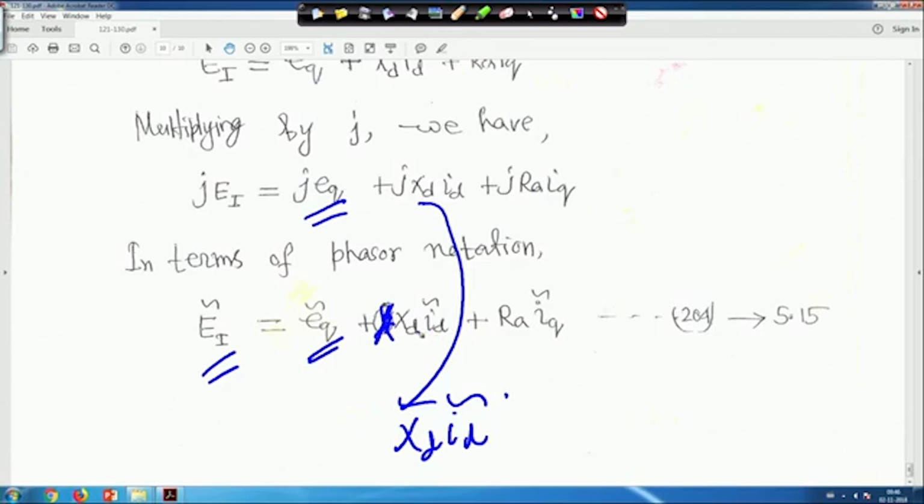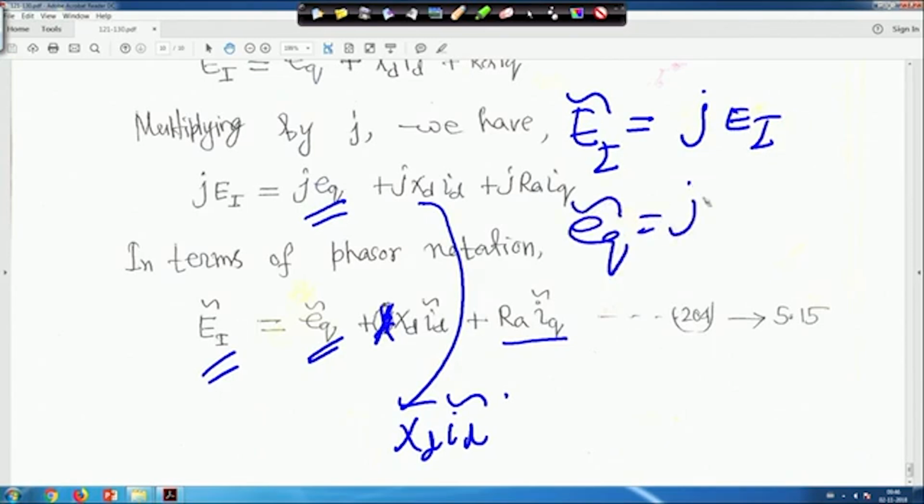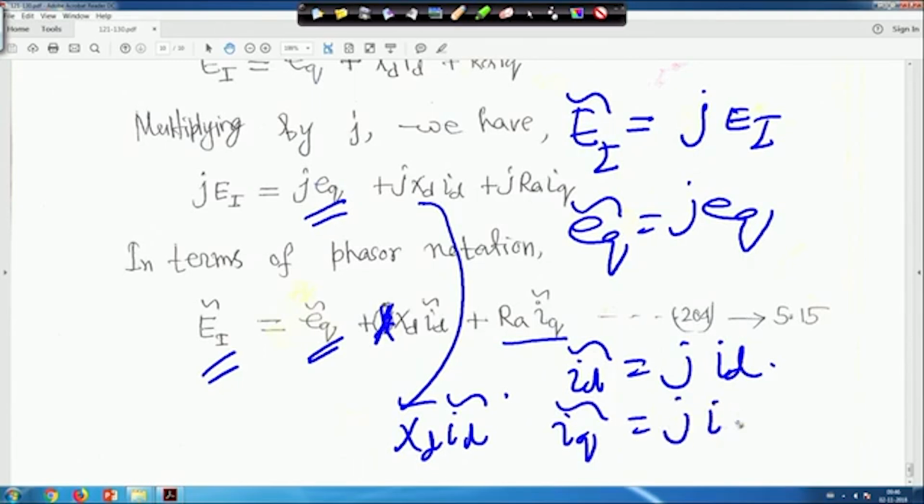So, it will be x_d I_d tilde and j I_q can be made R_a I_q tilde. That means, for your understanding, E_I tilde is actually j E_I, right, because we have to represent by phasor quantity. Similarly, your small e_q tilde is equal to j e_q, right. Similarly, your I_d tilde is equal to j I_d, and similarly your I_q tilde is equal to j I_q, right.